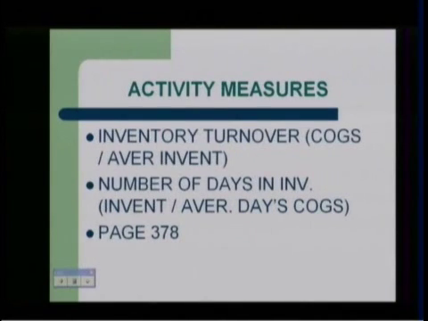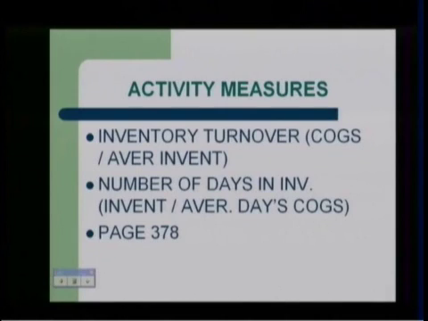Profitability measures include such things as your inventory turnover, which is cost of goods sold divided by your average inventory. The number of days in inventory is simply your inventory divided by your average days cost of goods sold. Your average days cost of goods sold is cost of goods sold divided by the number of days, usually 365.